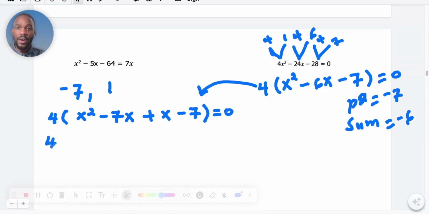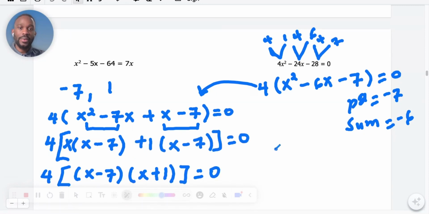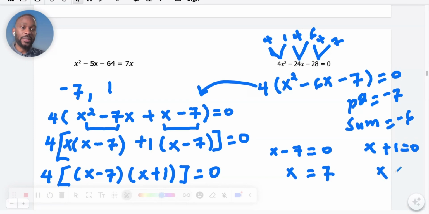So this will be 4 into, we're going to factor the first two terms alone and the last two terms alone. So looking at the first two terms, what is common is x. Looking at these last two terms, what is common is 1. There is a coefficient of 1 and here 1. So plus 1 into x minus 7. So if x minus 7 is equal to 0, that means x is equal to 7. If x plus 1 is equal to 0, that means x is equal to -1. So the solution set of x is -1 and 7.